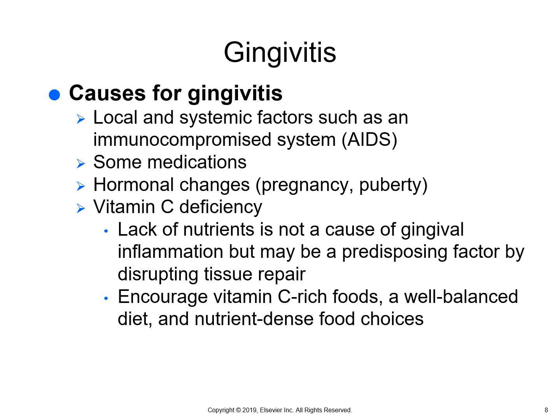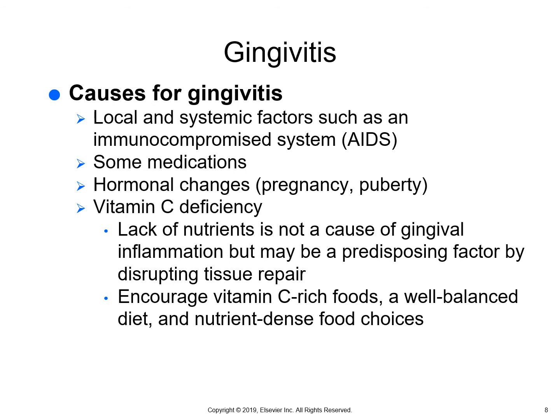So causes for gingivitis. Local as well as systemic factors such as being immunocompromised. That can be a factor for gingivitis. Medications can affect that. Hormonal changes, we see it a lot during pregnancy, puberty, and even menopause. Vitamin C deficiencies are going to be huge because of the collagen production, wound healing, all of that is dependent on collagen repair.